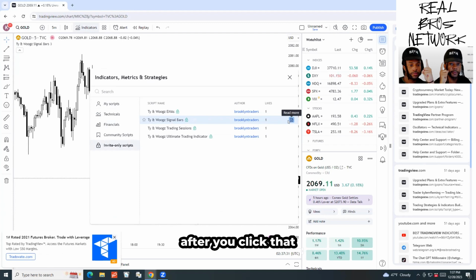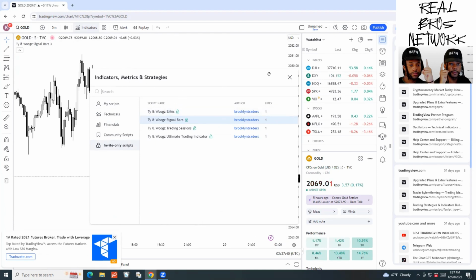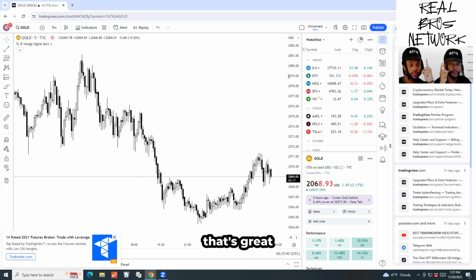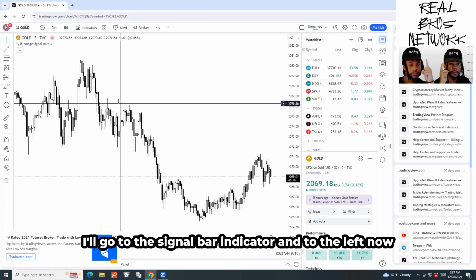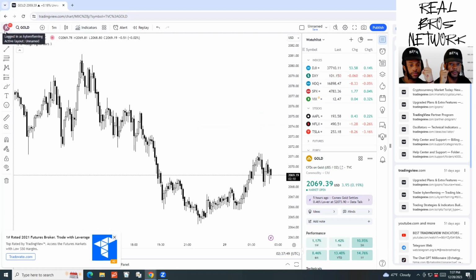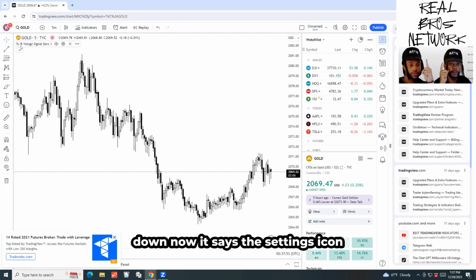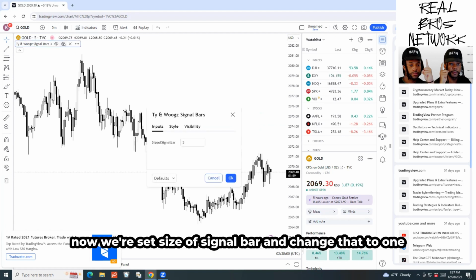After you click that, you can X that screen out real quick. Not the whole screen, X out to the top right. Now go to the signal bar indicator, underneath gold. It has a settings icon. Click the settings icon right there. It's going to allow you to edit it. Where it says size of signal bar, change that to 1.